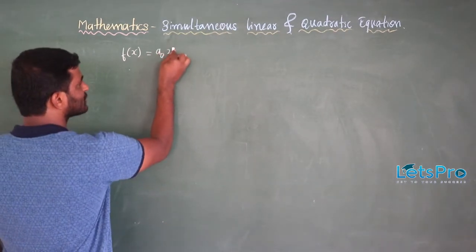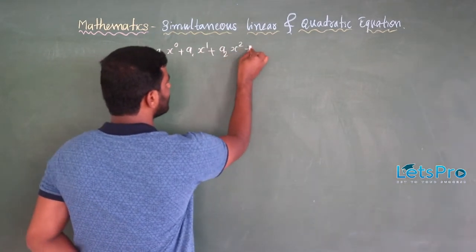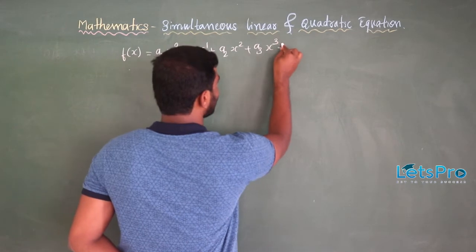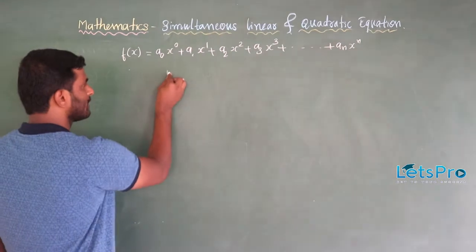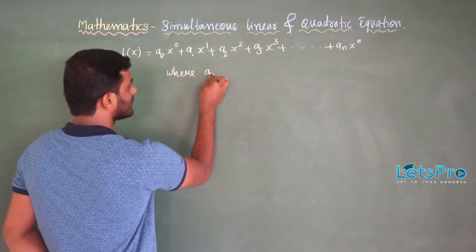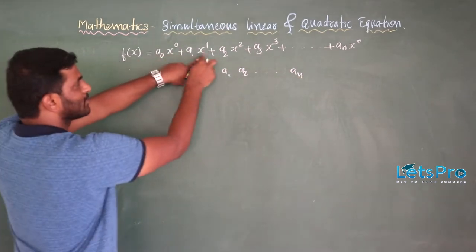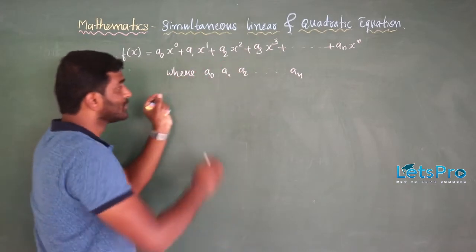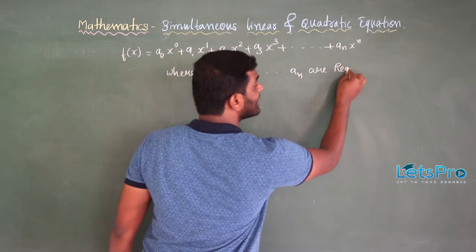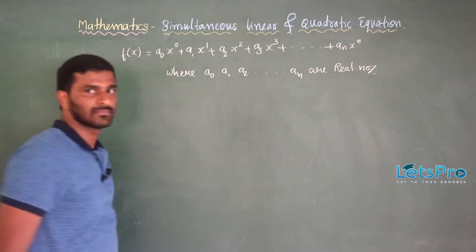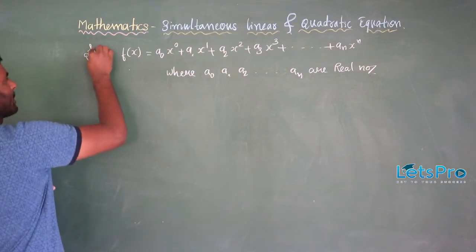f of x is equal to a naught x to the power of 0 plus a1 x to the power of 1 plus a2 x to the power of 2 plus a3 x to the power of 3 plus etc. plus an x to the power of n, where a naught, a1, a2 etc. up to an are the coefficients of x to the power of 0, x to the power of 1, x to the power of 2, x to the power of 3 etc. Those are constants. Those are any real numbers. Real numbers are nothing but constants. And what is the definition of polynomial here?